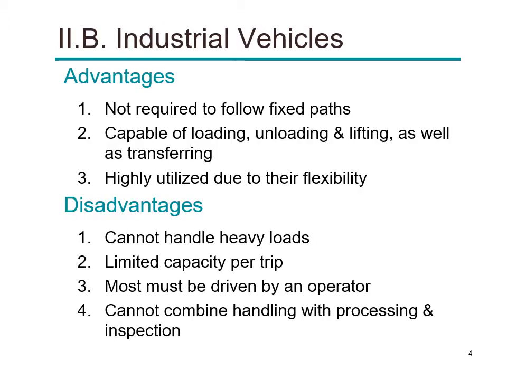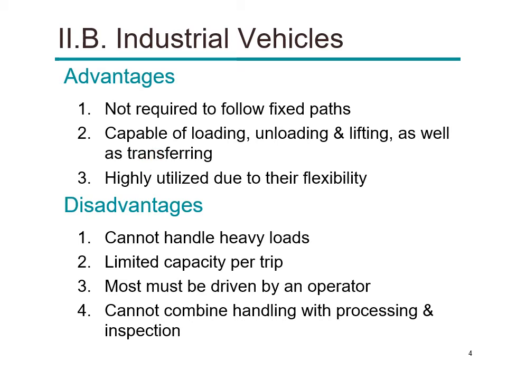The basic advantages of industrial vehicles are they do not require to follow fixed paths, they are variable paths. They are capable of making different material handling operations. These include loading of the machines or storage racks, unloading again of the machines, the storage racks, and etc. Lifting up a load, and also, of course, transferring the load.